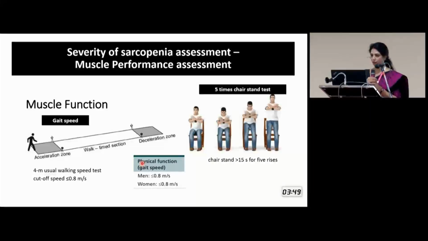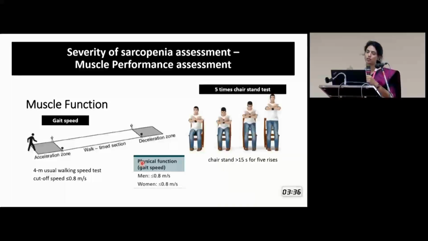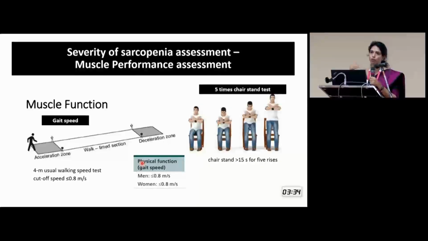Before completing the talk, let me touch on the last aspect, that is, assessing muscle performance, which is also an important parameter. Like I said, once you screen and then confirm the diagnosis by muscle mass, you look at the performance assessment. It is very helpful in elderly patients because here it's not just the muscle, but it also requires neuromuscular coordination. A simple test which can be done is looking at the gait speed. We ask them to walk for 4 meters and look at the gait speed. There is also the 5 times chair stand test, and you have different cutoffs for these tests.